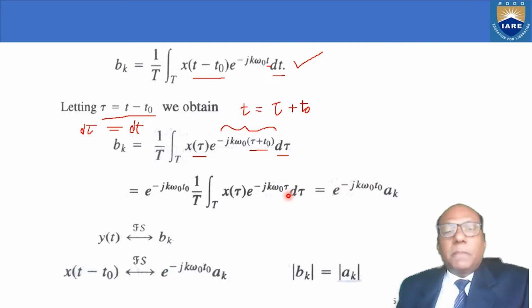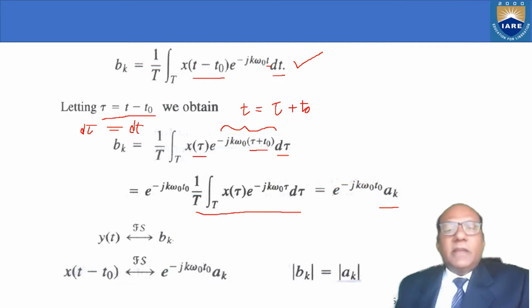Now after integrating, what will I get here? I will get this ak only. This is the Fourier series coefficient, this is the definition. From here to here, this total thing is the definition of ak. So I have replaced that with ak here.